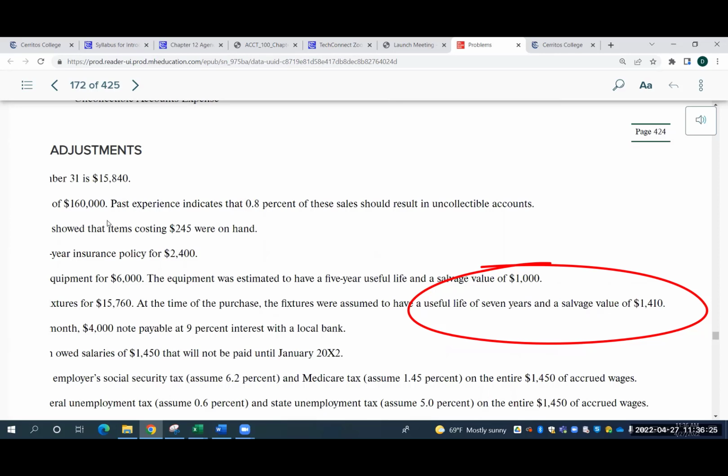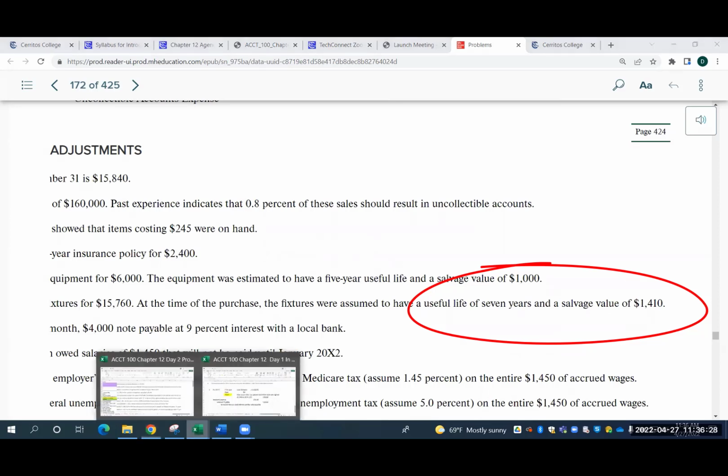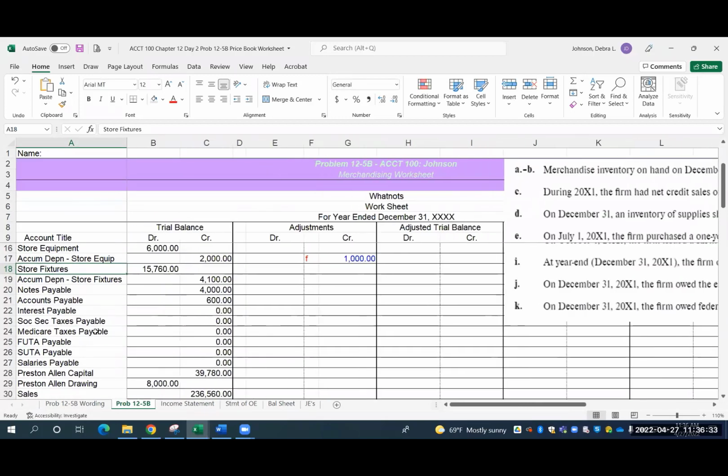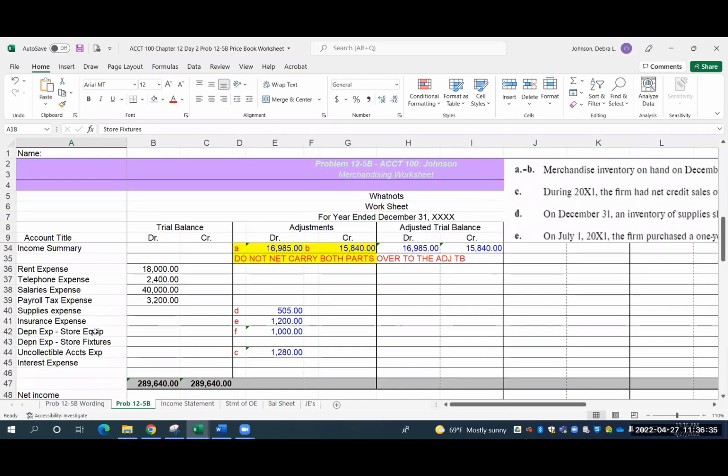15,760 minus 1,410. 15,760. You guys are in the class and you remembered what that was? Yeah, 15,760. Okay, and what was the salvage value? 1,410. Thank you. I think it was a 7-year life. Okay. So there's the formula.